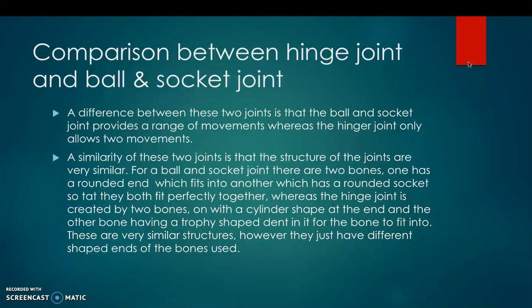For a ball and socket joint, there are two bones. One has a rounded end which fits into another, which has a rounded socket so that they fit perfectly together, whereas the hinge joint is created by two bones, one with a cylinder shape at the end and other bone having a trough-shaped dent in it for the bone to fit into. These are very similar structures, however they both have different shaped ends of the bones used.